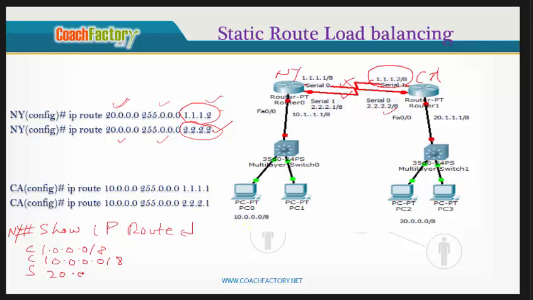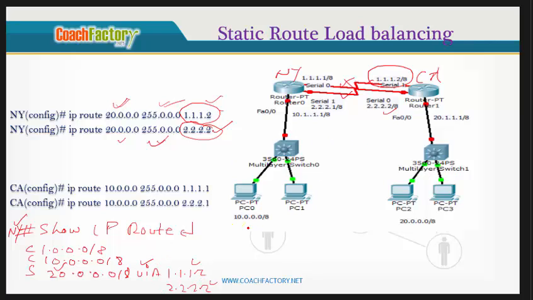So it will be learning the 20 network via 1.1.1.2. After you give these two commands, you will also see 2.2.2.2. This means the New York router can reach this 20 network via two different paths. Both are used as a best path.